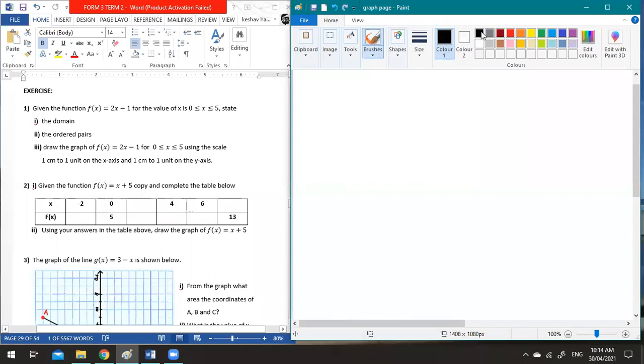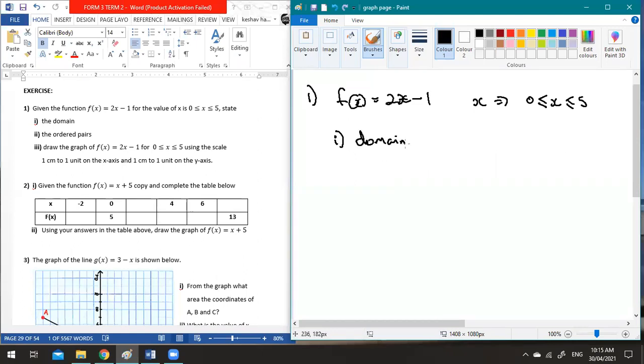So let me try the exercise. Number one, they give us the function 2x minus 1. And they give us the values for x, right, between 0 and 5. See that they put the equal sign underneath, so you have to include the 0 and you have to include the 5. So part 1, when they say the domain, remember the domain is the x values, so you're including 0, so 1, 2, 3, 4, and you're including 5.